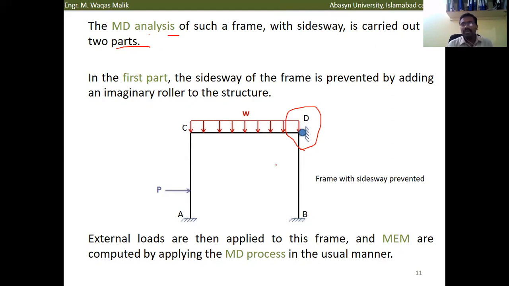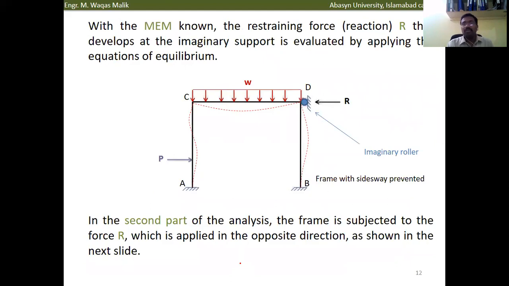So we can say that once we provide a roller, then we apply the external loads, whichever loads are acting on the structure, on this frame, and we will find the member end moments by using the similar procedure, using the moment distribution tables. And once we have found the values of these member end moments, we get to know the value of the reaction that is occurring on the roller support. So we are going to use this value of the reaction force and apply it in the second part of the analysis. And this force is applied in the opposite direction on the frame.